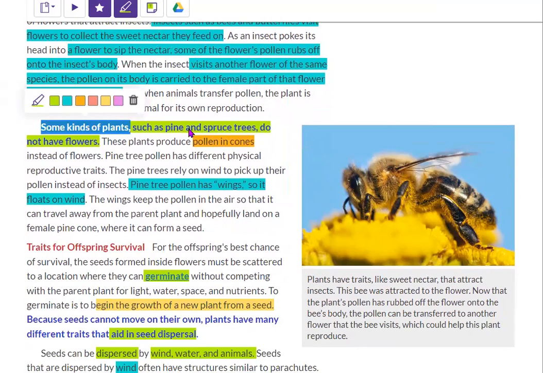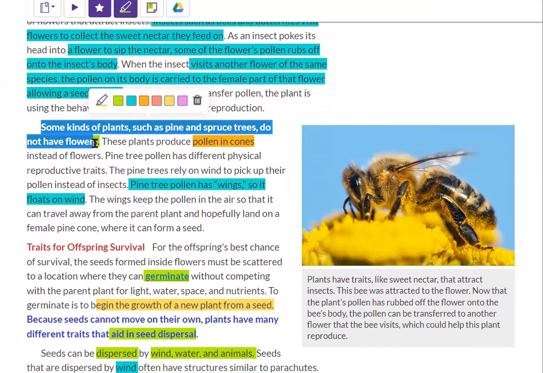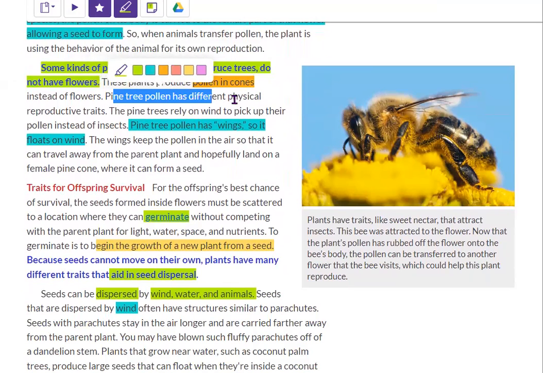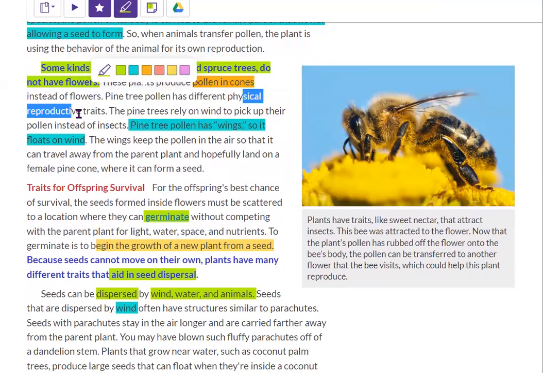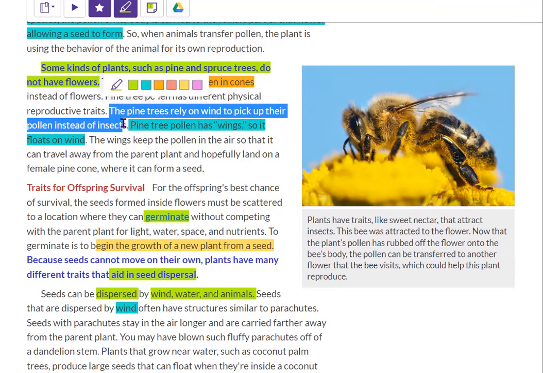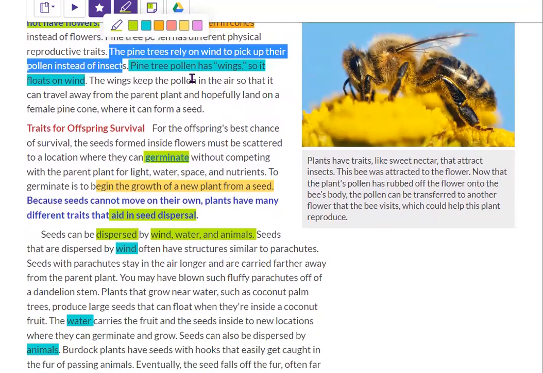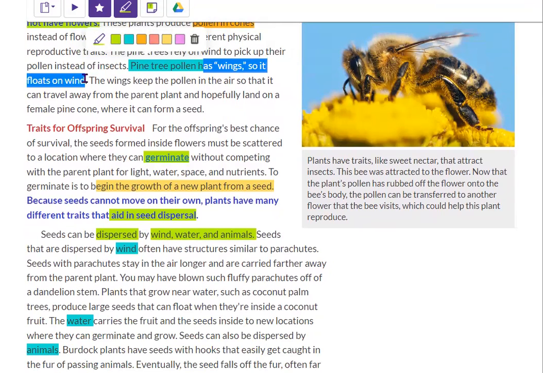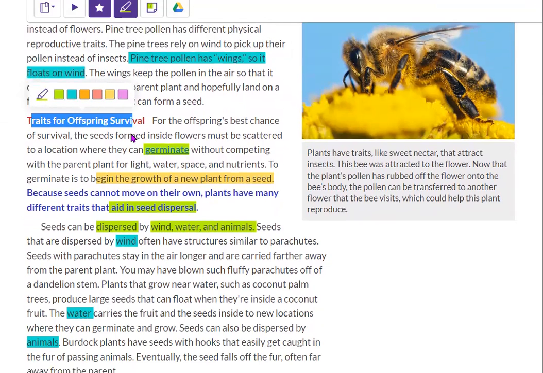Some kinds of plants, such as pine and spruce trees, don't have flowers, right? They produce pollen in the form of cones, right? So pine tree pollen, they have different physical reproductive traits. The pine trees rely on the wind to pick up their pollen instead of insects, right? These pine tree pollens have wings, so they float in the wind a little bit better. And so traits for offspring survival, right?